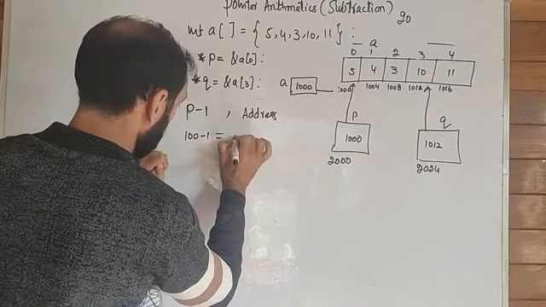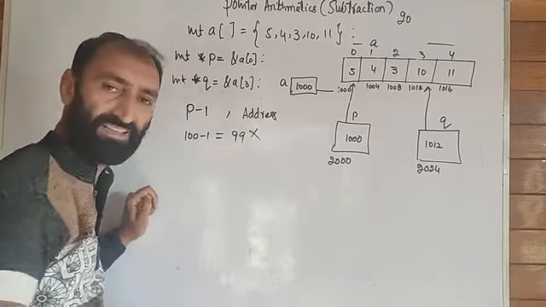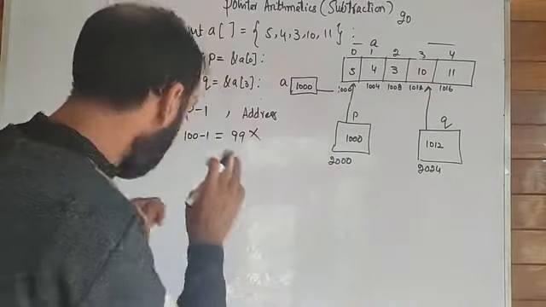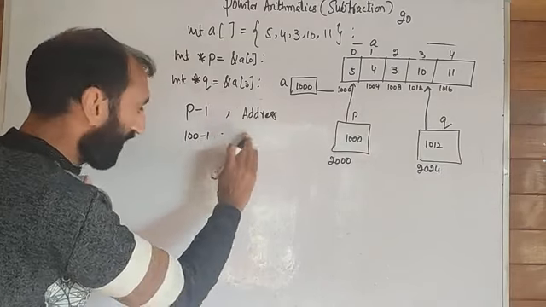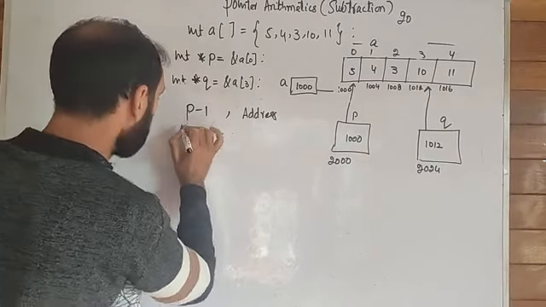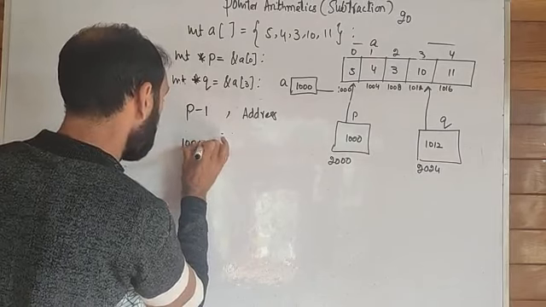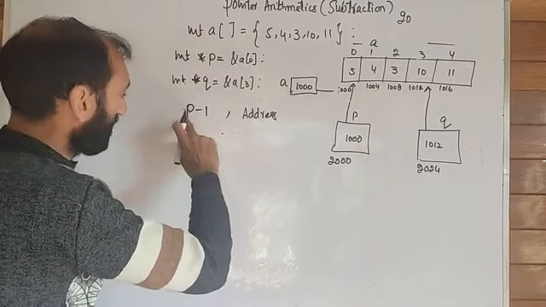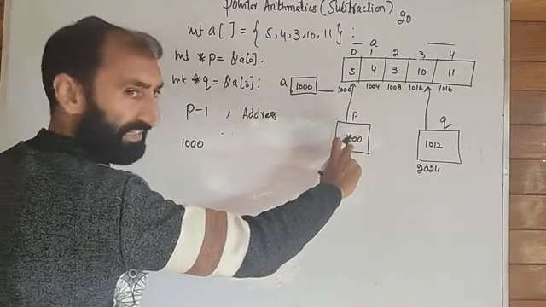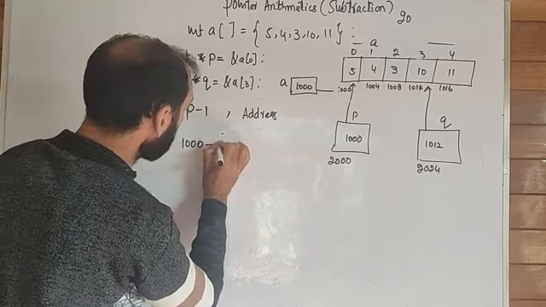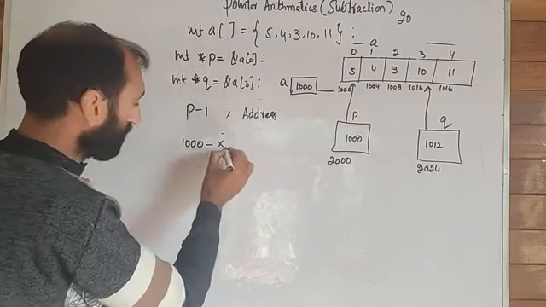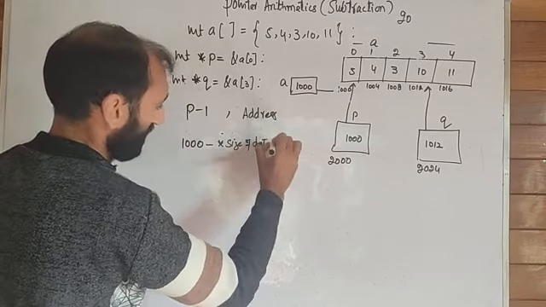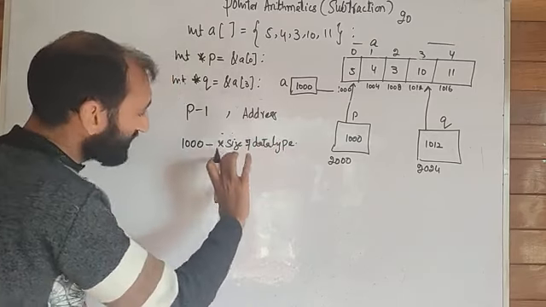What does that mean? 999? No, it is illegal. It does not mean 999. We have to apply the formula which I have already discussed: P minus 1 is the contents of P, whatever is stored in P, here 1000, minus 1 into size of data type. What is the size of data type?